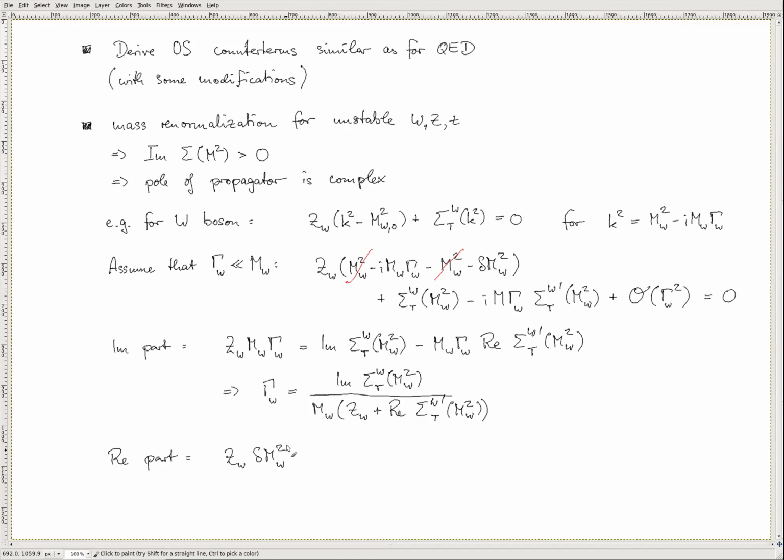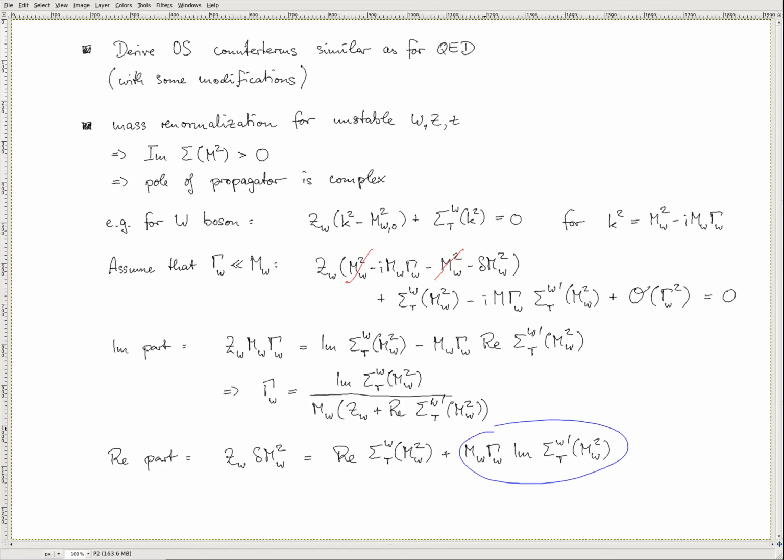And from the terms with the self energy, we get the real part of the self energy. That again looks like what we would expect for a mass counter term. But then there's an extra term, which involves the imaginary part of the derivative of the self energy. That term is oftentimes not discussed in textbooks, but it actually should be there in principle. We derived that by going through this procedure of realizing that the pole of the propagator is complex. And so this is how this term appears.